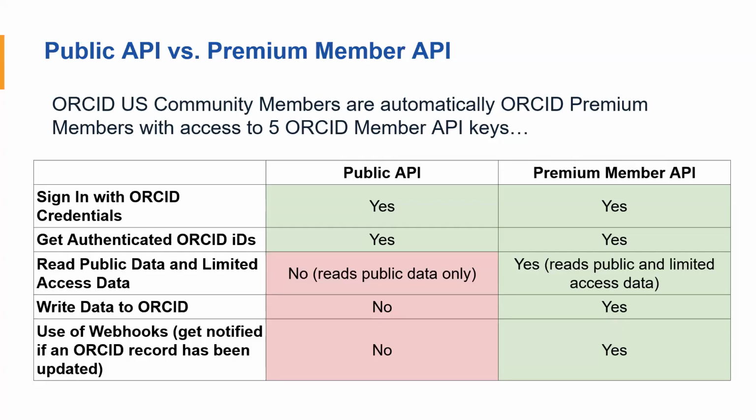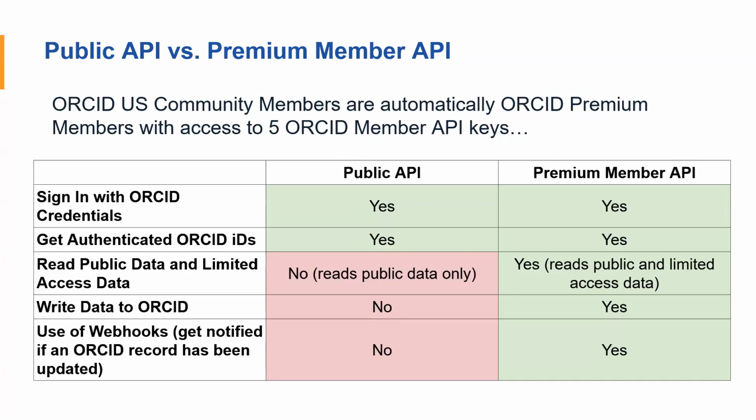You should be able to sign in with ORCID credentials and get authenticated ORCID IDs using either the public API or the Premium Member API. Authenticated ORCID IDs means that a researcher went through the process of authorizing the organization to access their ORCID record. Now, the differences between the public API and Member API are evident when it comes to reading data from ORCID and writing data to ORCID.